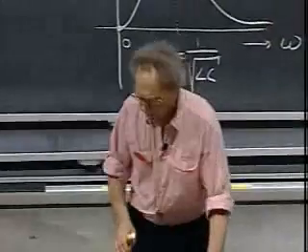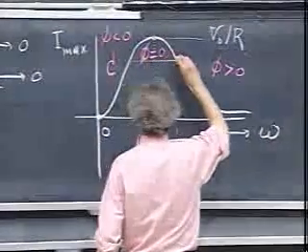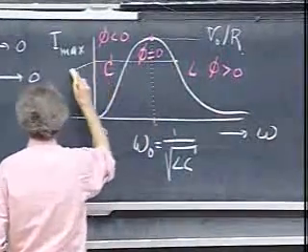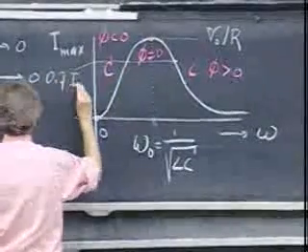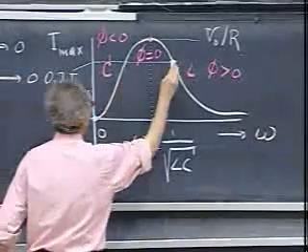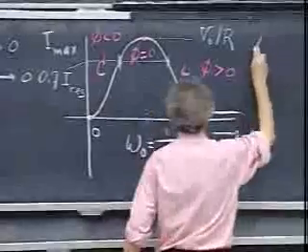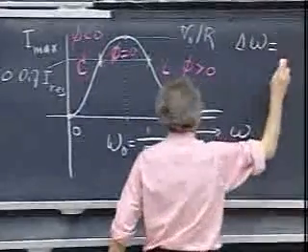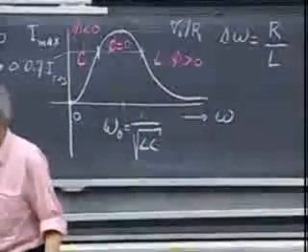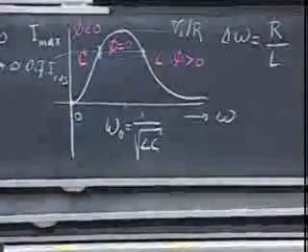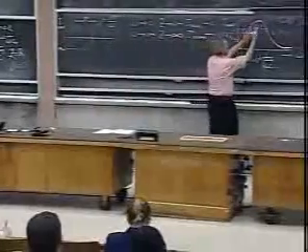We define at a height of 0.7 times the value at resonance, we define a width of this curve. And this width is given in terms of delta omega. And that width, I will give you the answer without mathematical proof. It's not so difficult, but it's a little bit of a headache. That value is R divided by L. So the larger R is, the broader it becomes.